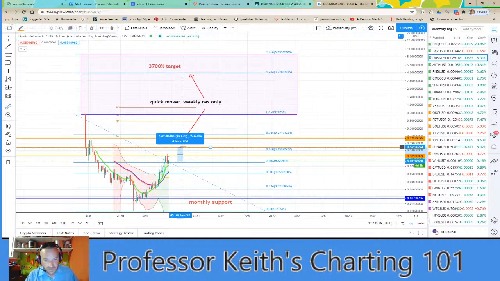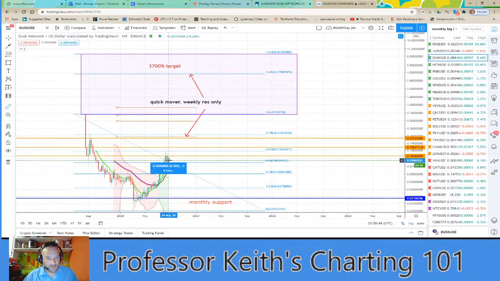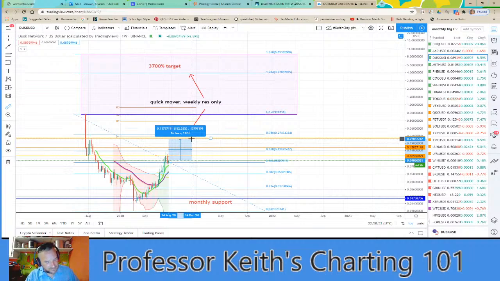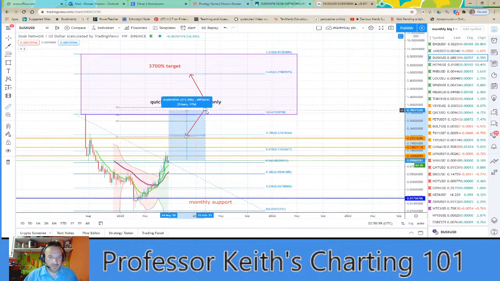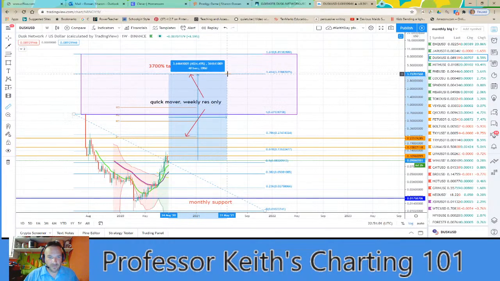Looks like that's going to be just past the 618 fib. Third move. Hell, I clicked the button. Whoops. Third move is 160%. 160% third. And then from there, we're at least 3,700.